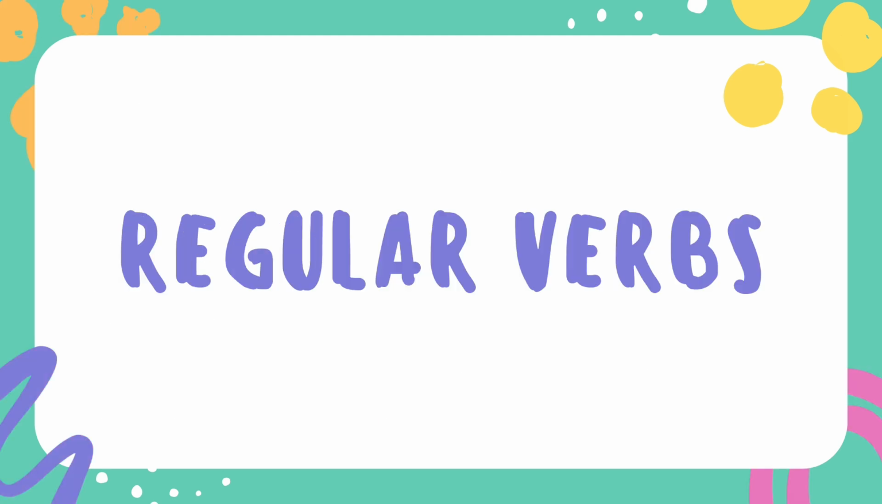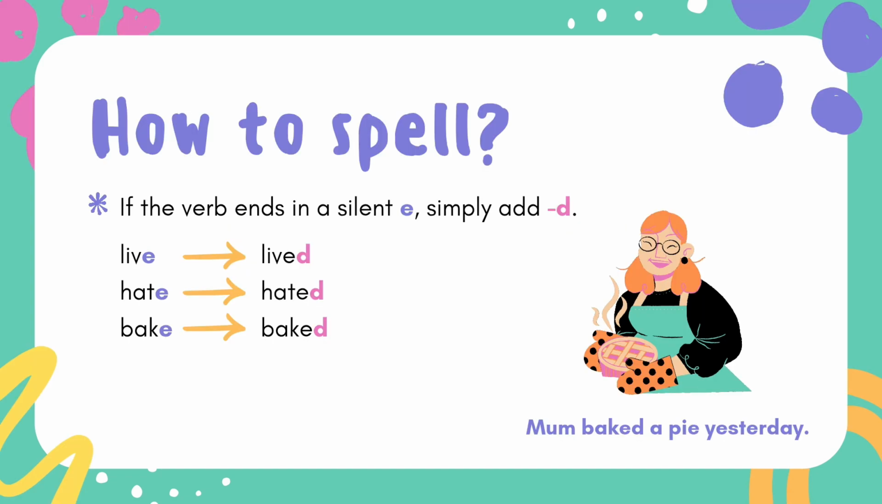Let's look at regular verbs. How to spell the regular verbs. If the verb ends in a silent E, simply add D. For example, live becomes lived. Hate becomes hated. Bake becomes baked. Sentence example: Mom baked a pie yesterday.